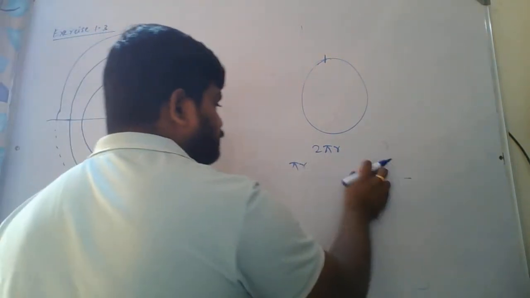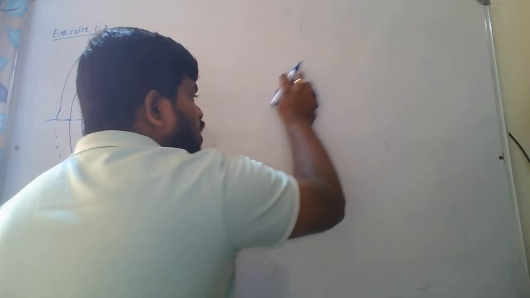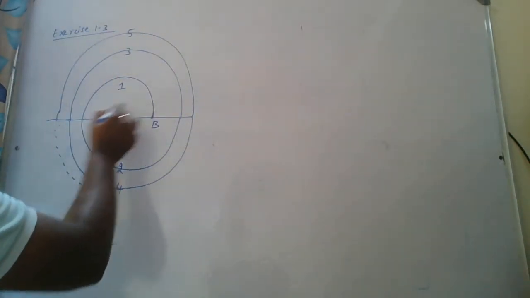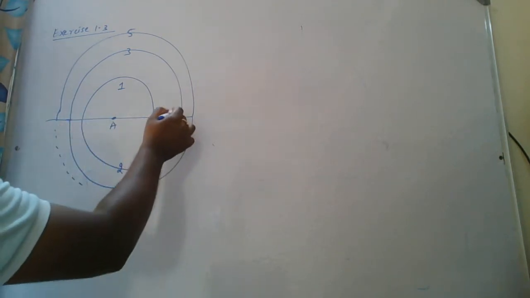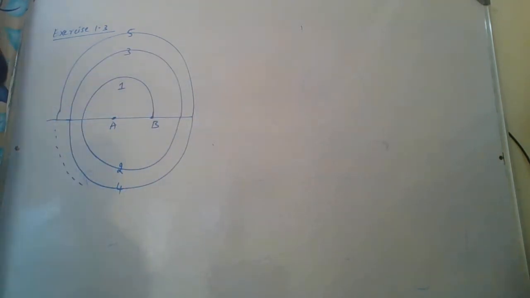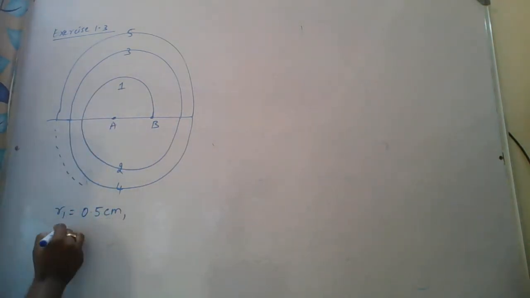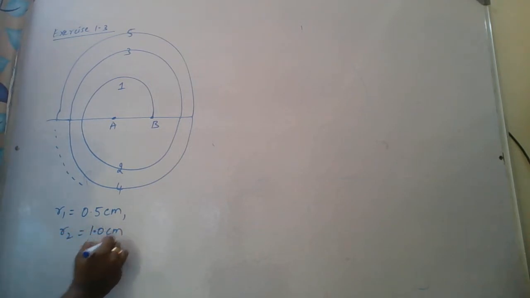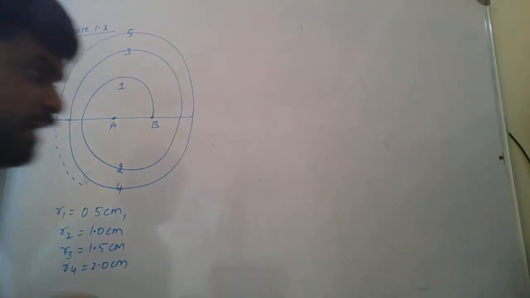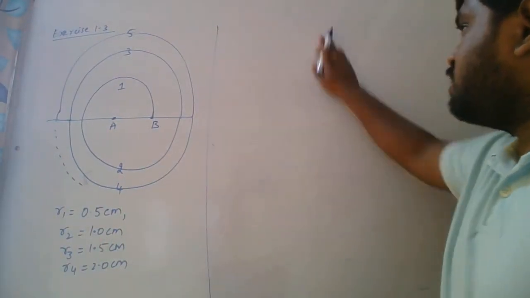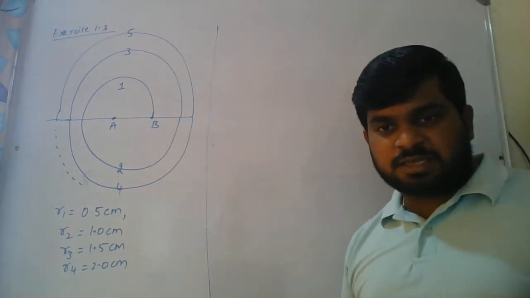Now, as you can see here, all the semicircles have different radii. This one is a bit big, right? All the radii are different. So they have given the first radius as 0.5 centimeter, the second radius is 1.0 centimeter, the third radius is 1.5 centimeter, the fourth one is 2 centimeter and so on. Each time the radius is increasing by 0.5. Here we have to find the total length of 13 semicircles.